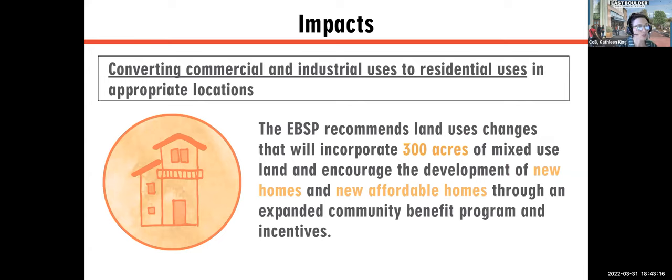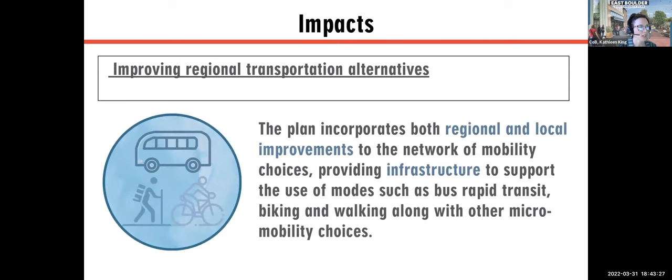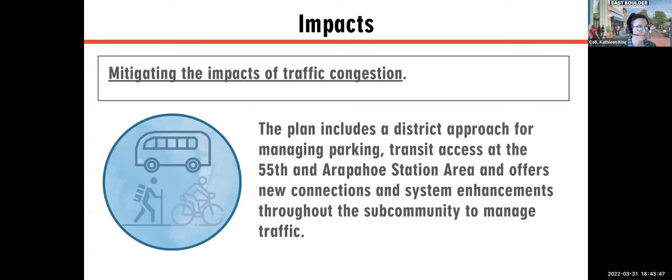The policy recommends converting commercial and industrial uses to residential, and we've already demonstrated some of the impacts that we anticipate on our local housing stock. The plan also incorporates regional and local transportation improvements to the network of mobility choices, and identifies infrastructure to support the use of BRT, biking, walking, and other micro mobility options.